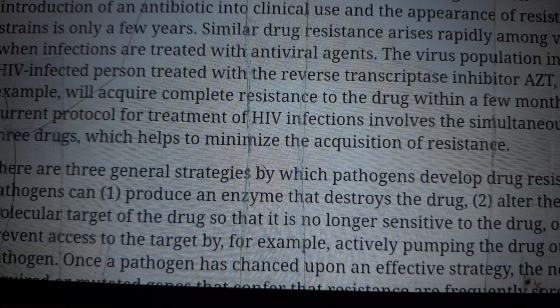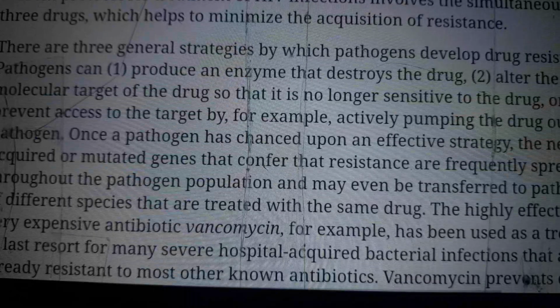Rapid evolution of pathogens enables target bacteria to develop resistance to antibiotics. The typical lag between introduction of an antibiotic into clinical use and the appearance of resistant strains is only a few years. Similar drug resistance arises among viruses when infections are treated with antiviral agents. Virus populations in HIV-infected persons treated with the reverse transcriptase inhibitor AZT, for example, acquire complete resistance to the drug within a few months. The current protocol for treatment of HIV involves simultaneous use of 3 drugs, which helps minimize acquisition of resistance.